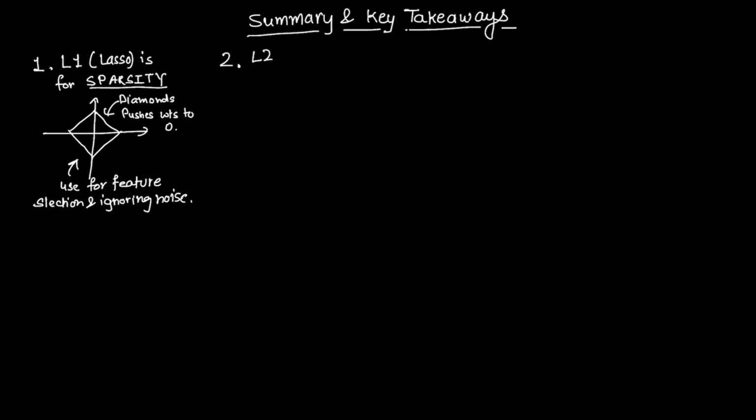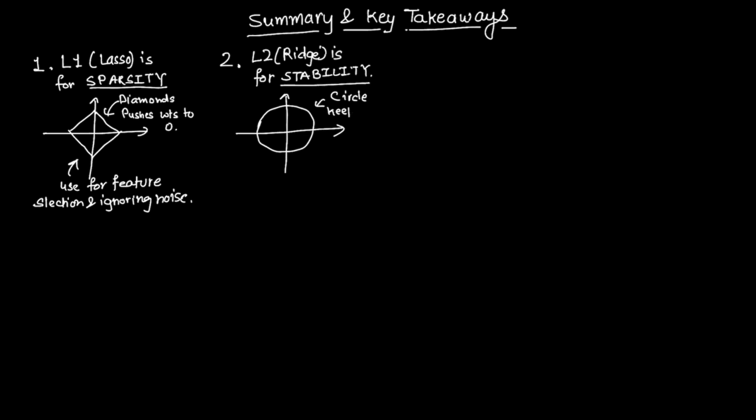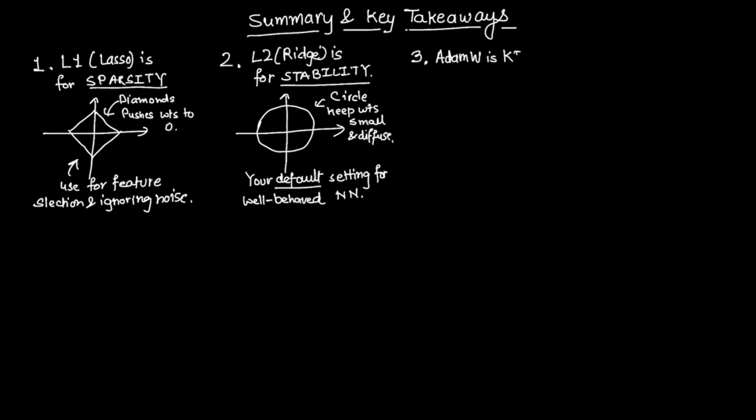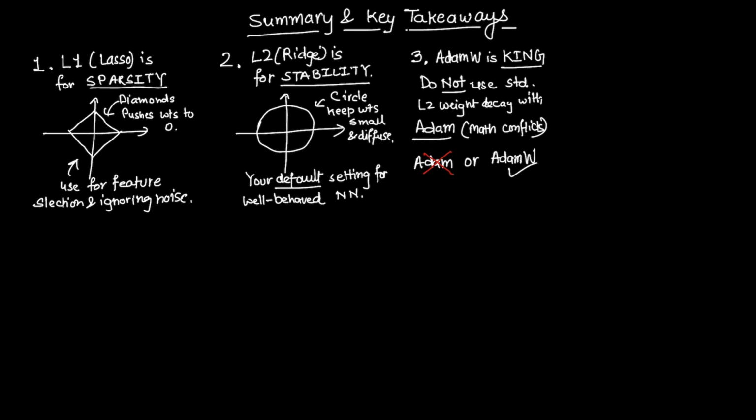The second one is L2 or ridge regularization. It is used for stability. It creates circles. It keeps weights small and diffuse. This is your default setting for keeping a neural network well behaved. The third is AdamW is king. Do not use standard L2 weight decay with Adam. The math conflicts. Switch your import to torch.optim.AdamW and watch your validation loss drop.